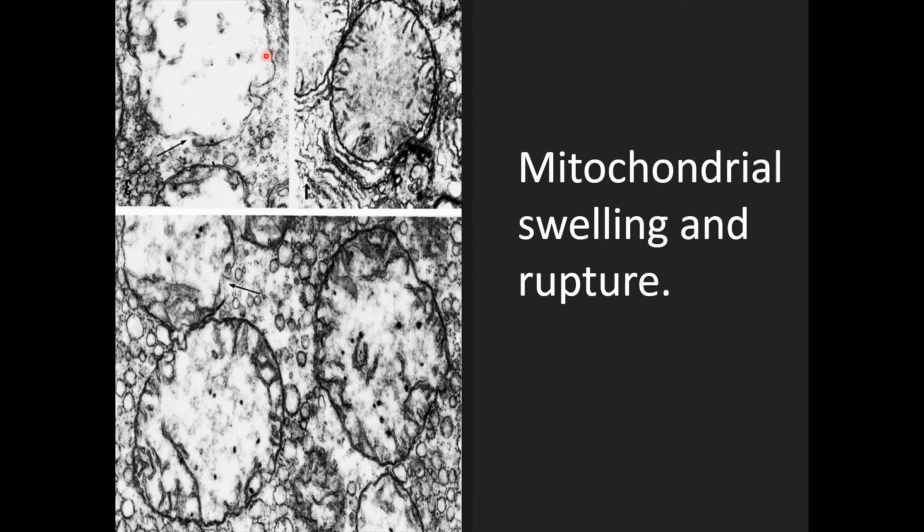In this slide, under a scanning electron microscope, we can see an injured cell and the mitochondrial injury that the cell has sustained. We can see evidence of mitochondrial swelling. You can clearly see that the mitochondria are bigger than usual, and also we can see evidence of mitochondrial rupture, like here, and subsequent release of intramitochondrial contents into the cytoplasm.